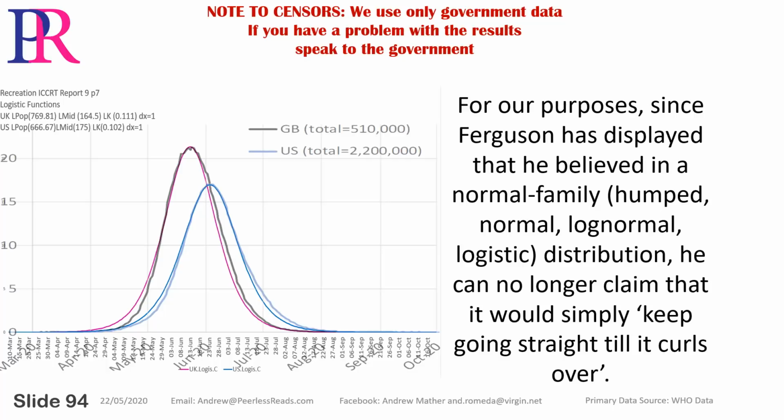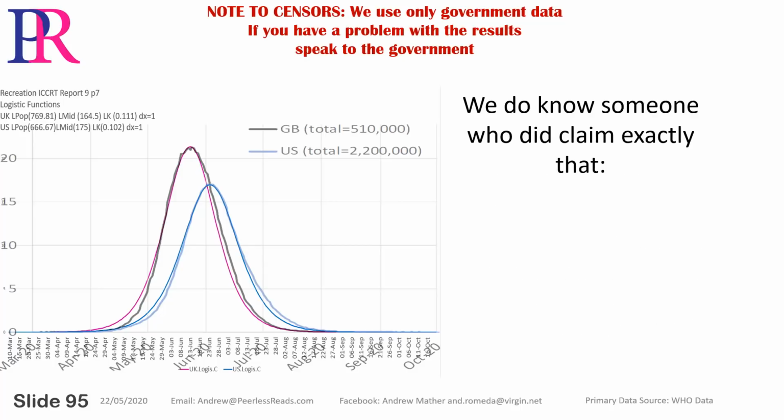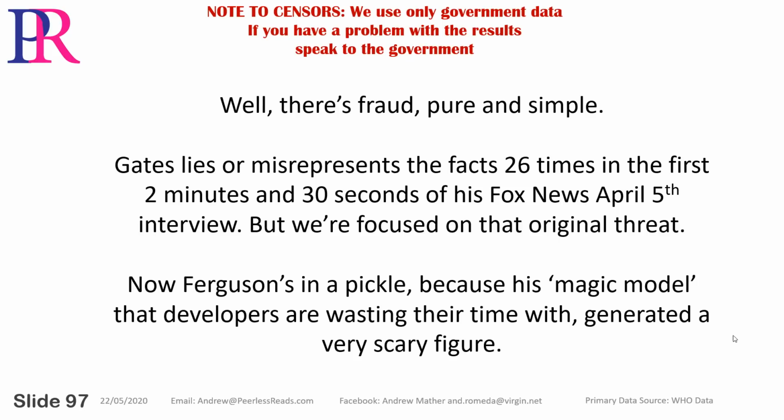For our purposes, since Ferguson has displayed that he believed in a normal, humped, log normal or logistic distribution, he can no longer claim that it would simply keep going straight till it curls over. We do know someone who did claim exactly that. That curve would never bend until you had the majority of the people infected. Well, there's fraud, pure and simple. Gates lies or misrepresents the facts 26 times in the first 2 minutes and 30 seconds of his Fox News April the 5th interview. But we're focused on that original threat.